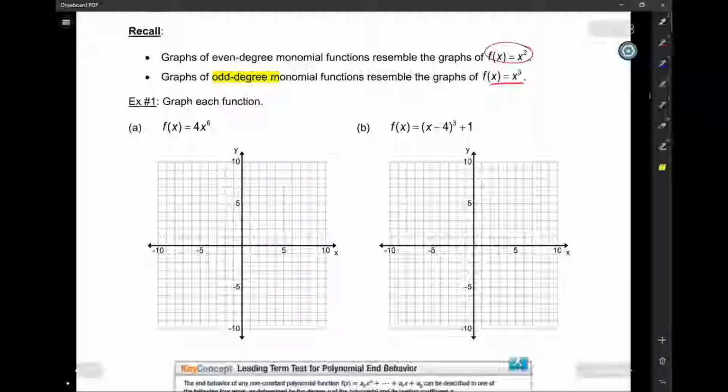So at 0, x is 0. Now, this has x to the 6. That means for each unit that you move along the x-axis, you go up to the power of 6 of that. So if I go over 1 unit, I have to go up 1 to the 6th, which is 1. Times the 4 in front, I go up 4.